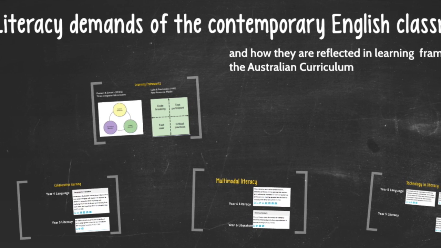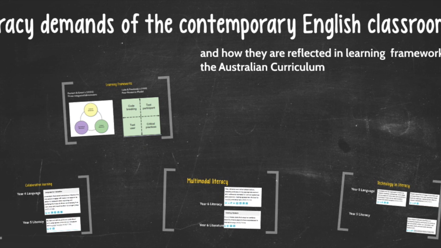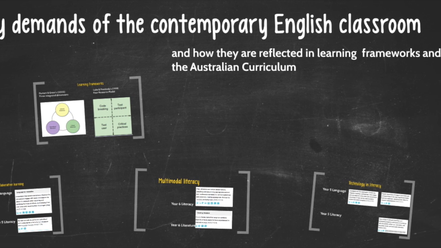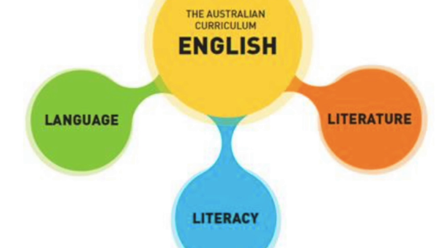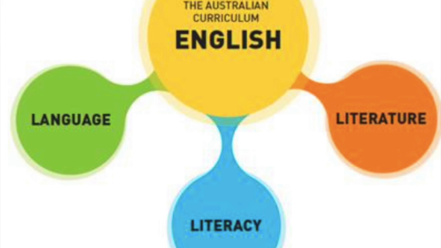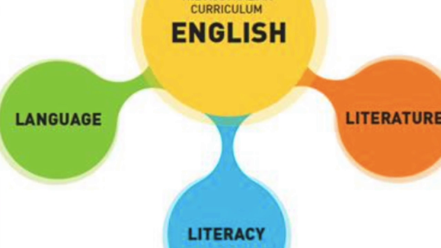Today I'll be discussing the literacy demands in today's primary classroom. We will be looking at what literacy demands are, why they are necessary, and examples of how they occur in the three strands of the English curriculum. These strands are language, literacy, and literature. For the purpose of this presentation, we will be looking at version 8.2 of the Australian curriculum.